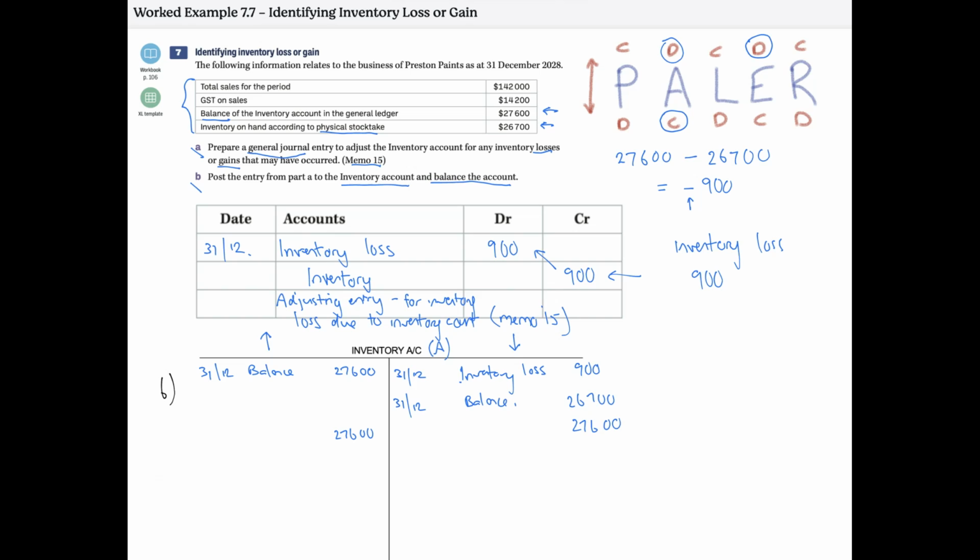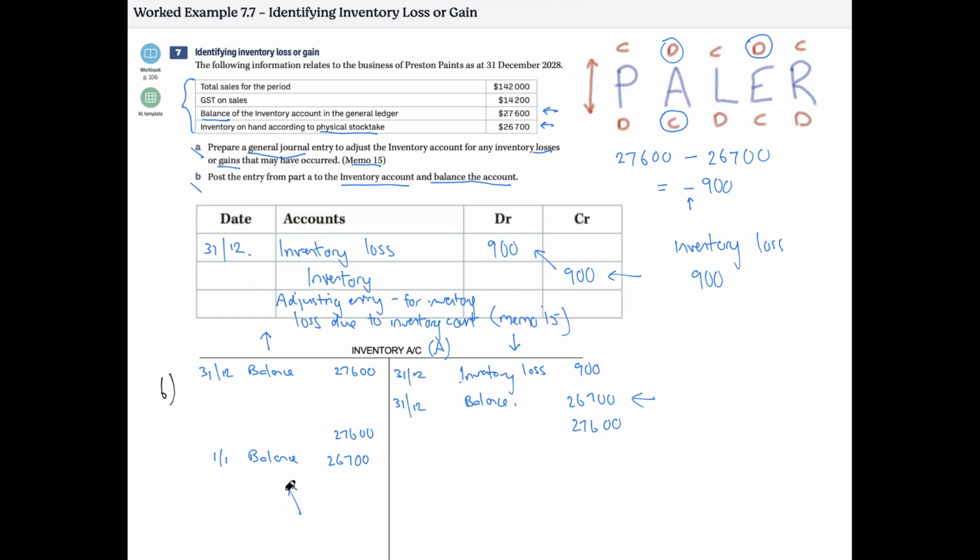And then we have to bring this down to the first of the next month to write our opening balance, which of course is 26,700, following the rules where anytime you do a credit, you must of course do a debit. So guys, that is how you record an inventory loss or gain, in this case an inventory loss, in a general journal and general ledger.